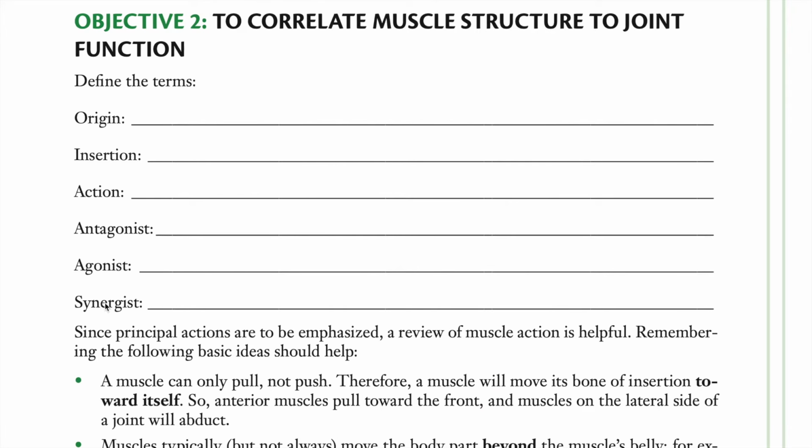And then finally, we have this term synergist, and a synergist is going to assist the agonist. A lot of times, a synergist will stabilize the origin. We also call these fixators, meaning they will stabilize the joint so that the agonist can perform at its full potential.